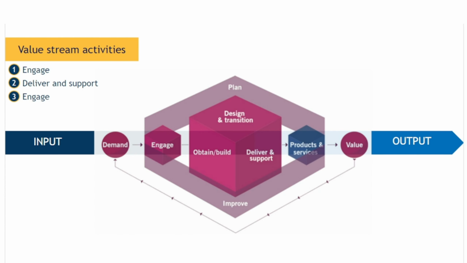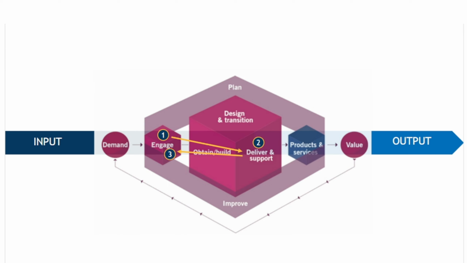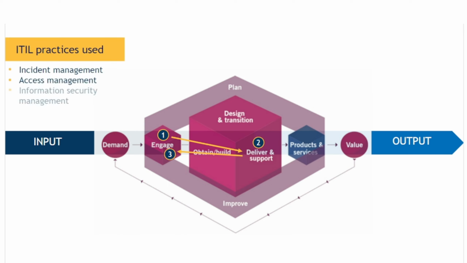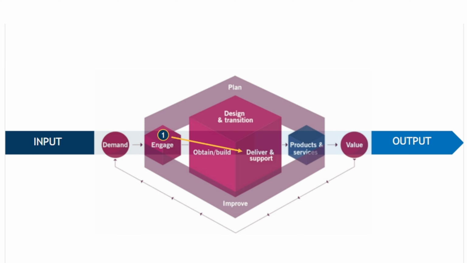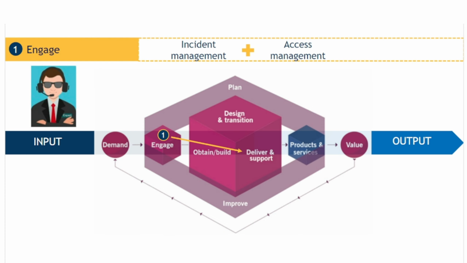On screen is the simple example of a value stream discussed earlier, showing how the different activities using different practices are executed in a sequence when responding to a user's need for an incident to be resolved. This value stream is initiated when a user contacts the service desk to report an issue. This is an engage activity.